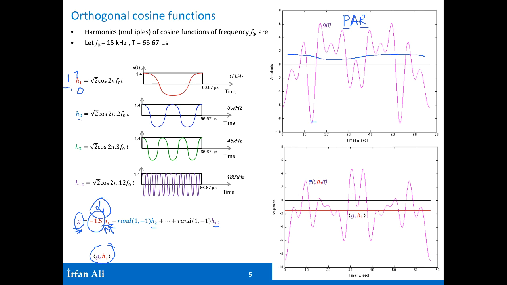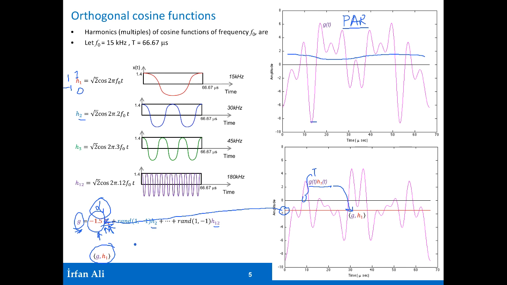First, we just plot the point-to-point time multiplication of G(t) into H1(t), and it doesn't give you any information just by looking at it. But when you integrate this function over 0 to T, what you get is a number, and that number is minus 1.5. And lo and behold, this minus 1.5 is what we had weighted the harmonic by. And so in this way, by providing different weights to it, we can put different information into here.